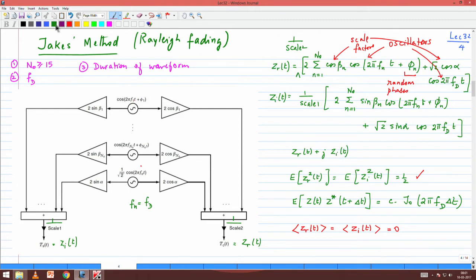In practice, these are not continuous variables. We use discrete time, so t is equal to nTs. You choose the sampling period and then you increment by it and compute the model. So what you get out of this model is actually a discrete time sequence. This would be Z_R of n, this would be Z_I of n, with t equal to nTs. That's the sampled version of the Jakes model, which is what we will need for our simulation purposes.